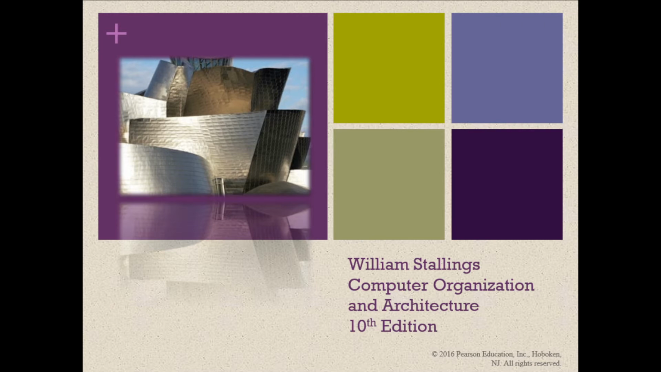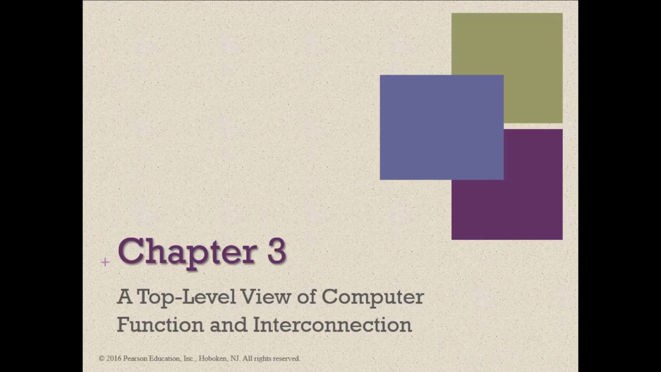So we're already on the third chapter of William Stallings' Computer Organization and Architecture. So what is chapter 3 all about? It is all about a top-level view of computer function and interconnection. At the top level, a computer consists of the CPU or central processing unit, memory, and I/O components or the input-output components, with one or more modules of each type. These components are interconnected in some fashion to achieve the basic function of the computer, which is to execute programs.